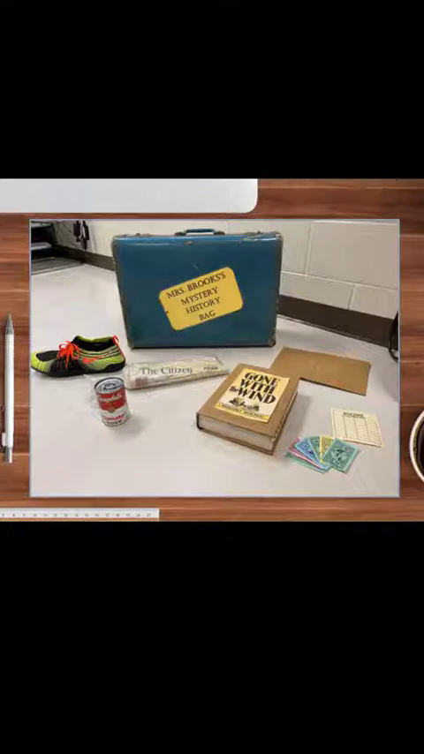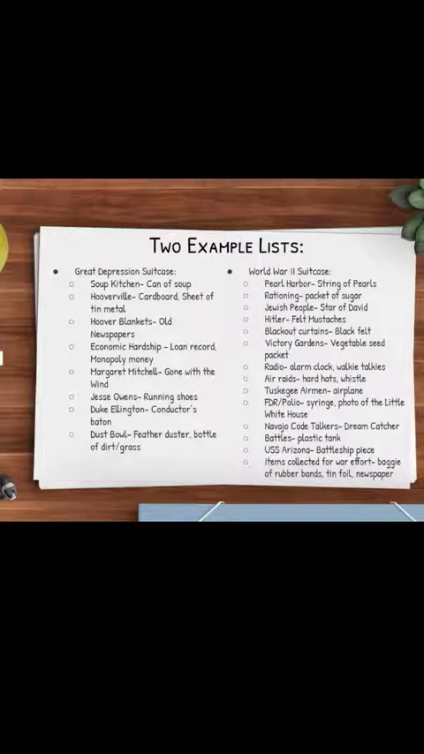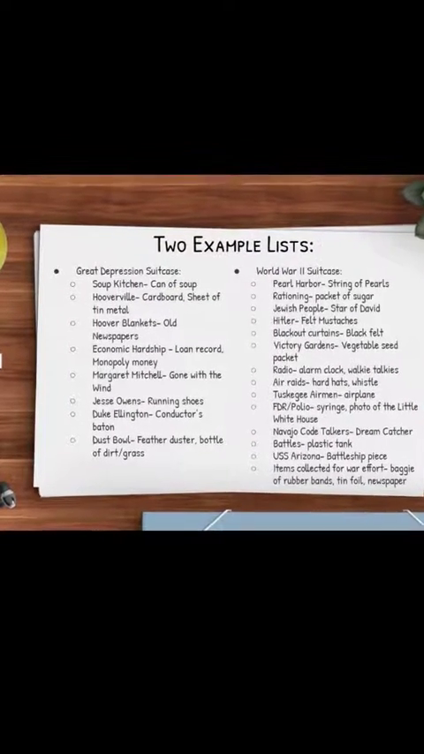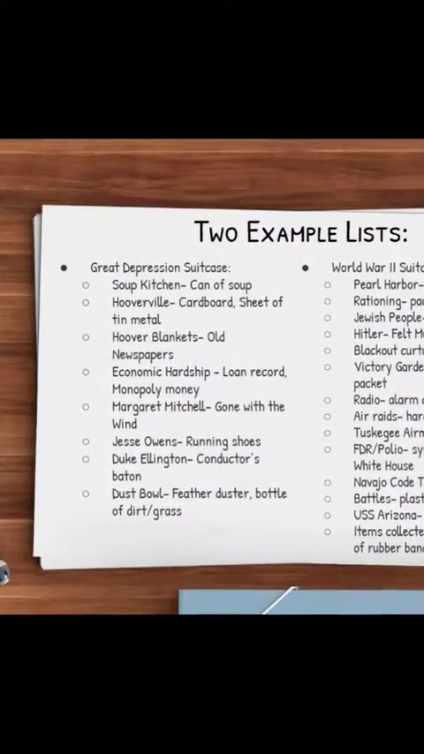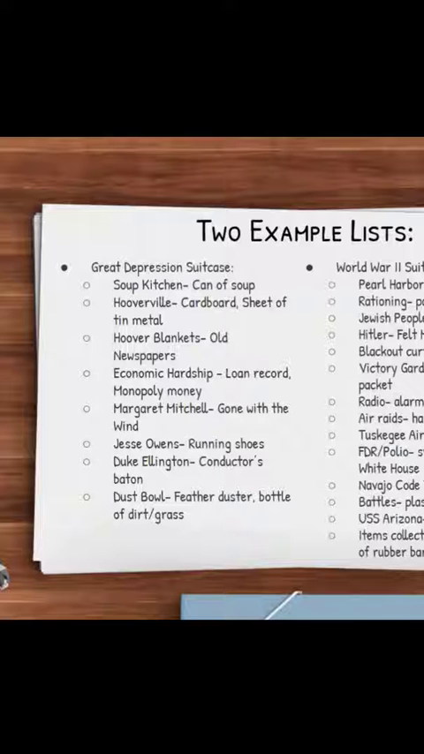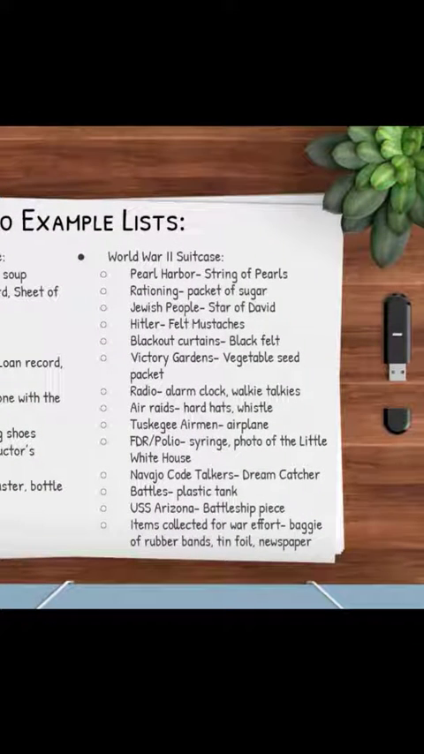Here is an overview of what my suitcase might look like, and here are 2 example lists of other suitcases you might want to put together. One is for Great Depression, as we just went over, and the other is World War II, which would be following your Great Depression unit.